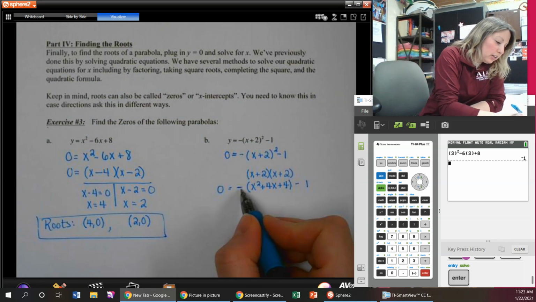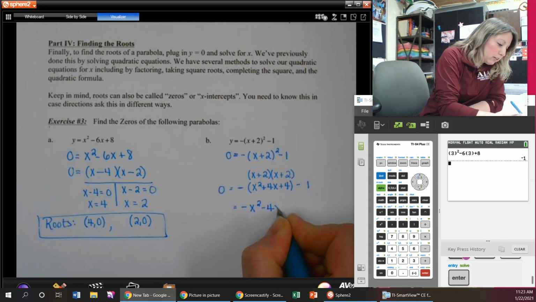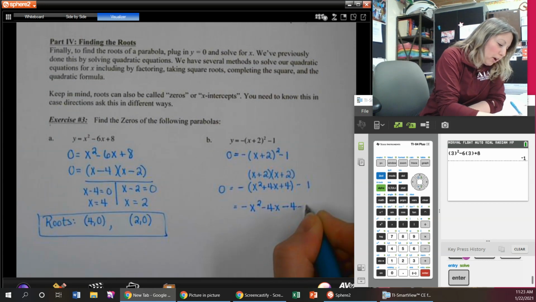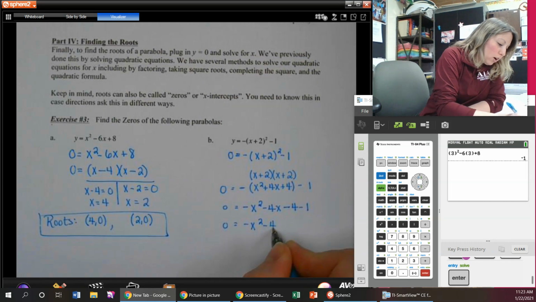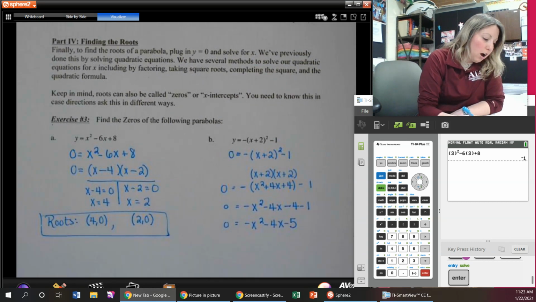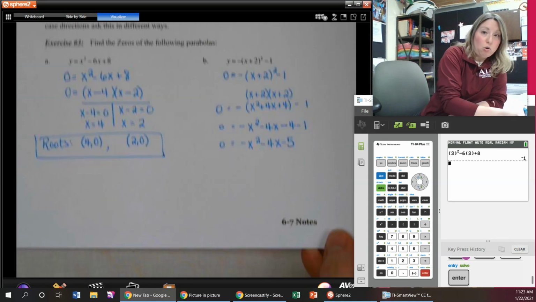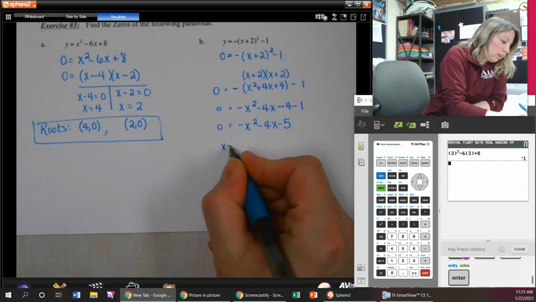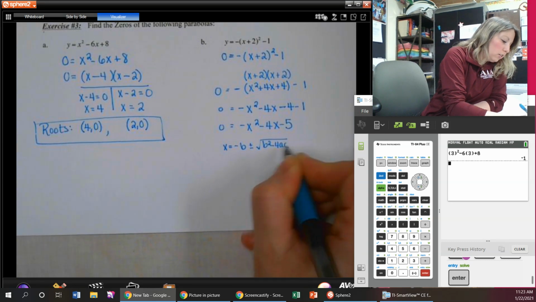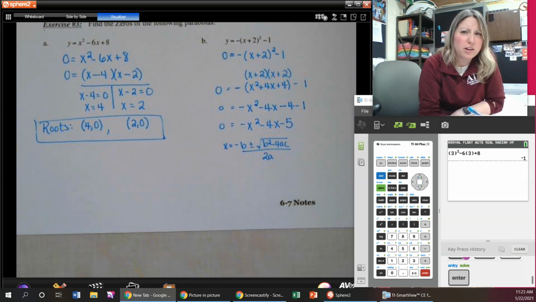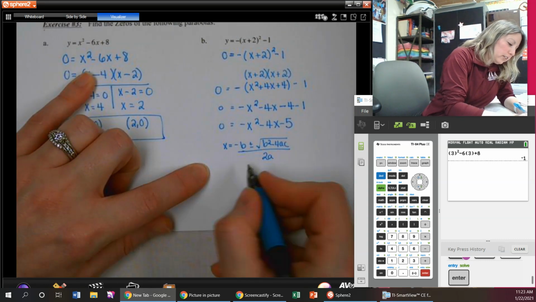And now there's the negative out here of that. So you get negative x squared minus 4x minus 4 and then minus 1. So that would give me a negative x squared minus 4x minus 5. Well, why don't I just plug that into the quadratic formula real quick? All right, so x equals negative b plus and minus the square root of b squared minus 4ac, all divided by 2a. Because I can't tell if it's factorable right away because of that minus in the front, right? So be careful here.